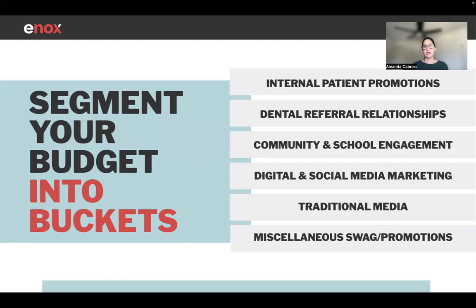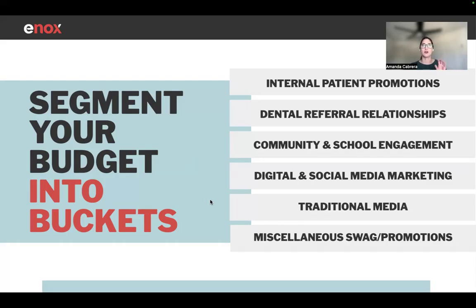Once you have that budget worked out, you want to segment that down into buckets. So this can be things like internal patient promotions, so loyalty programs, contests and incentives; dental referral relationships, lunch and learns, appreciation events; your community involvement, sports sponsorships, schools, PTAs; digital marketing, so Google ads, Facebook, Instagram, SEO, website ongoing; traditional media too. You want to think about other options that are still out there like billboards or mailers, and then you always want to have a little bit of budget to put into those miscellaneous swag and promotions that the office needs throughout the year. Again, this is super customizable.